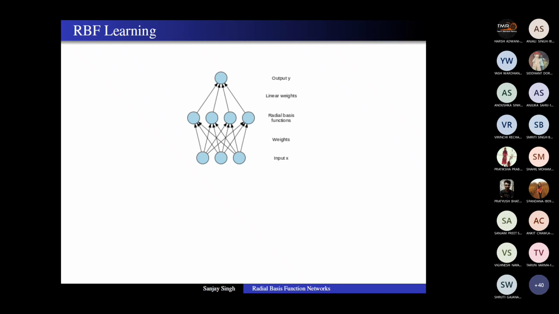So here normally RBF learning happens in this way. You have the 3-layer structure with the input, and there is something wrong in this diagram, wherever I have taken it from. There are no weights here. Actually, weights will be here only. We'll see how it can be done.